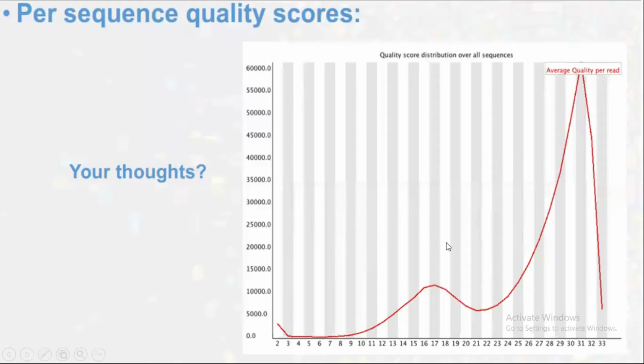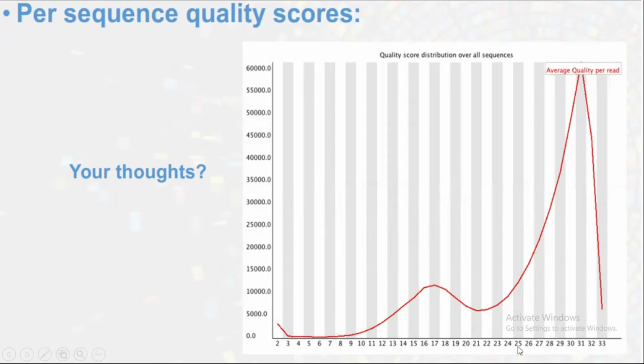What about this one? This is also a per sequence quality score. Now we have some sequences that have an overall quality between 10 and 20, and between 10 and 20 is not a good quality. About 15,000 of our sequencing reads have a quality between 11 and 20. So this is an issue, and you have to deal with it.